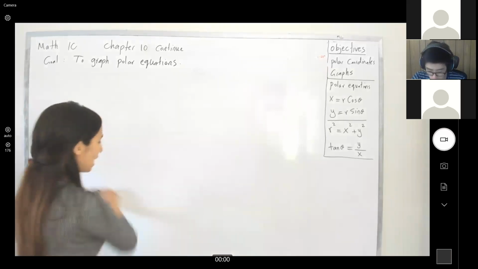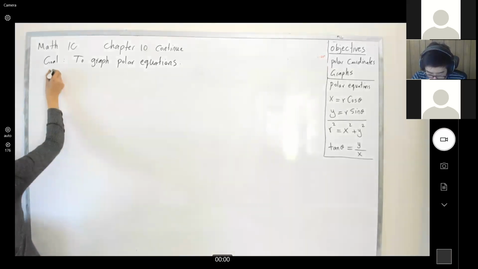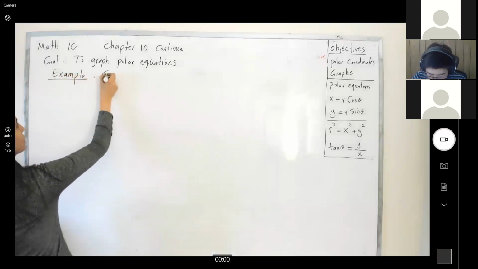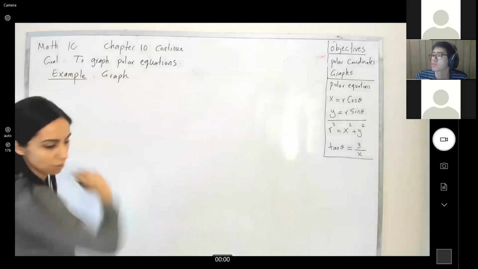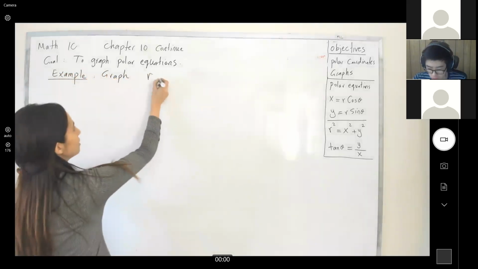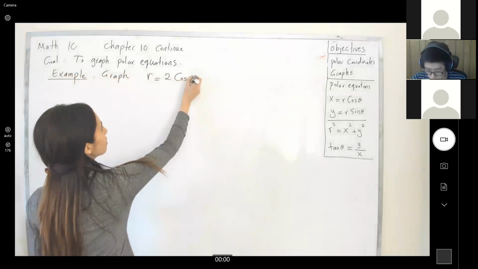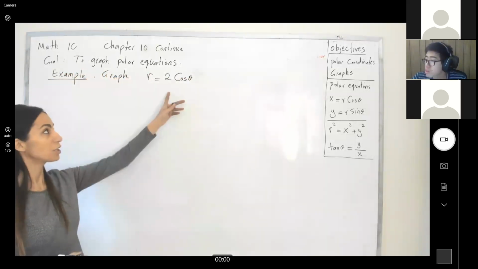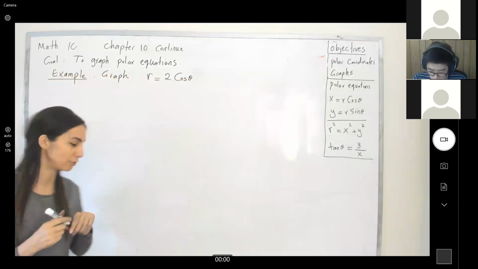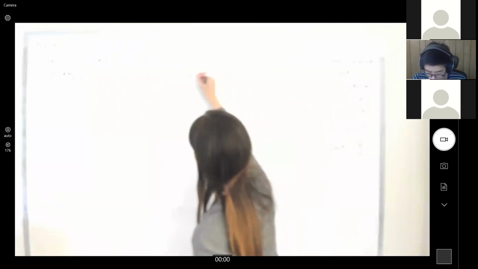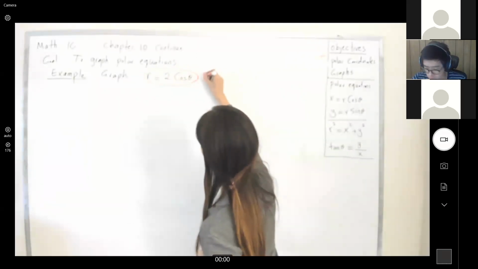So suppose we have this polar equation. The question says, graph the following: r equals 2 cosine theta. Well, first of all, you have a polar equation, a relation between r and theta. This is a polar equation.